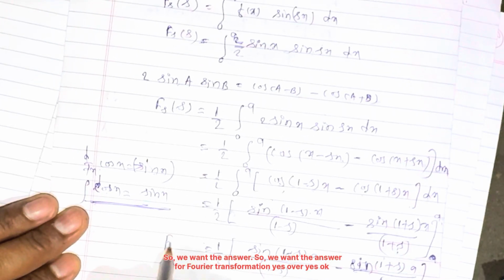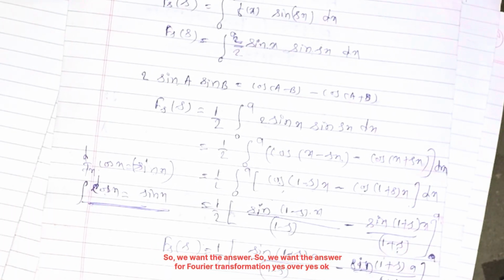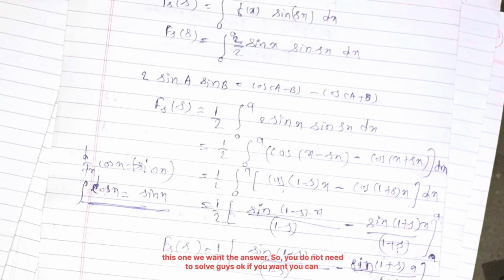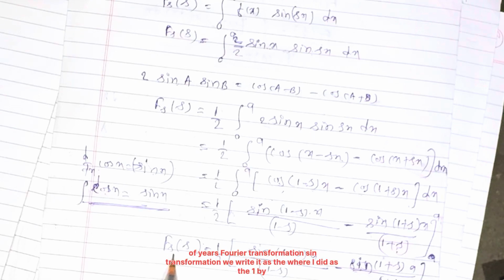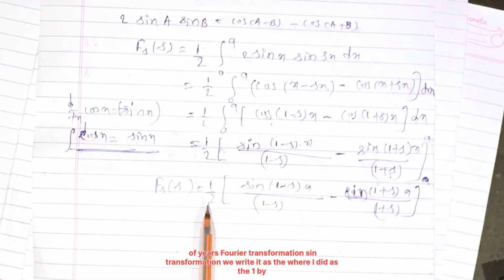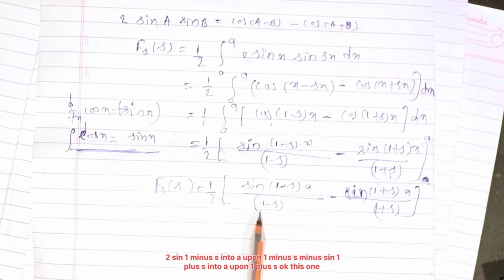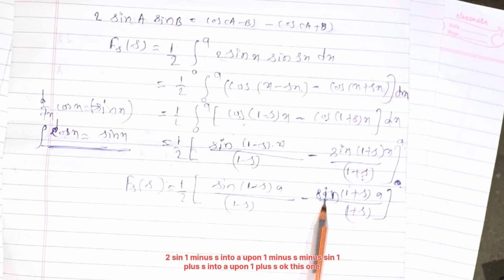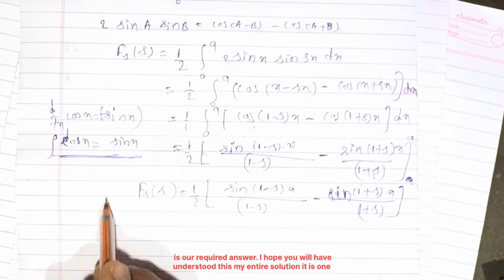So we want the answer for the Fourier transformation. You don't need to solve further, guys. If you want, you can take 1 minus s and 1 plus s, but we cannot take this common as the denominators are completely different. So our required answer, the Fourier sine transformation, we write as 1 by 2 [sin of (1 minus s) a upon 1 minus s, minus sin of (1 plus s) a upon 1 plus s]. This is our required answer.